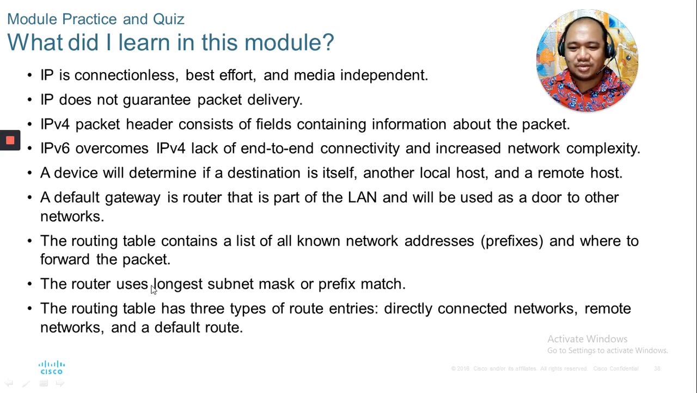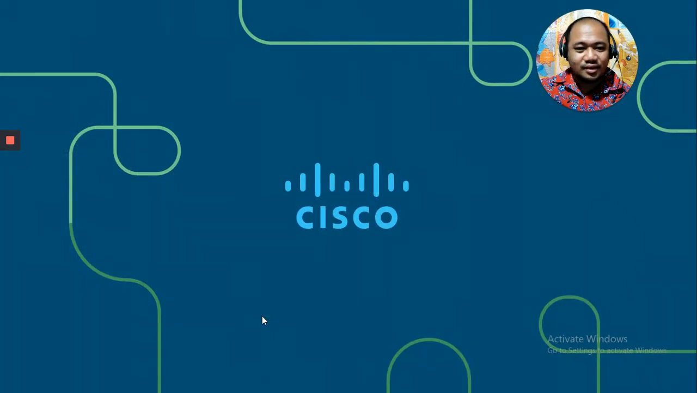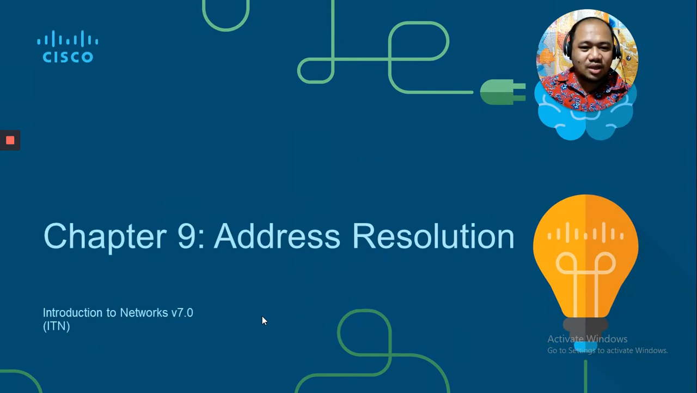Okay. The router uses the longest subnet mask or prefix length, the longest prefix match. The routing table has three types of route entries: directly connected, which you can see on your show ip route command, the remote networks, and the default route. Okay, let's move on to ARP.